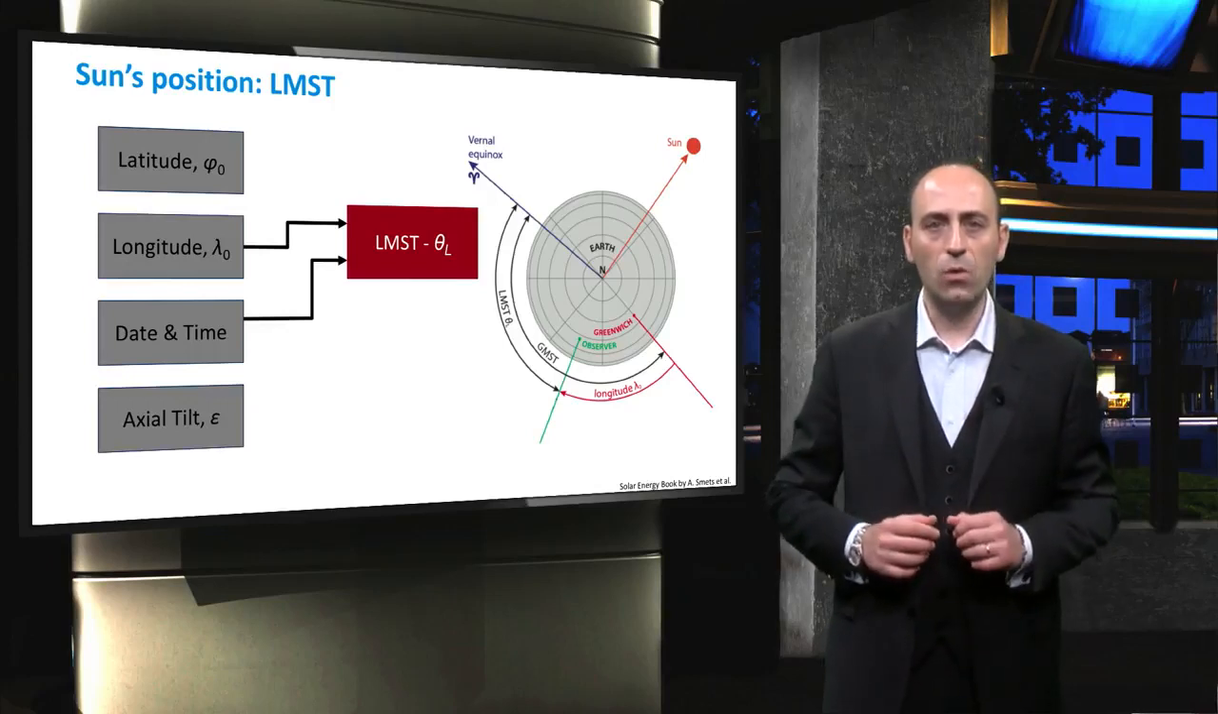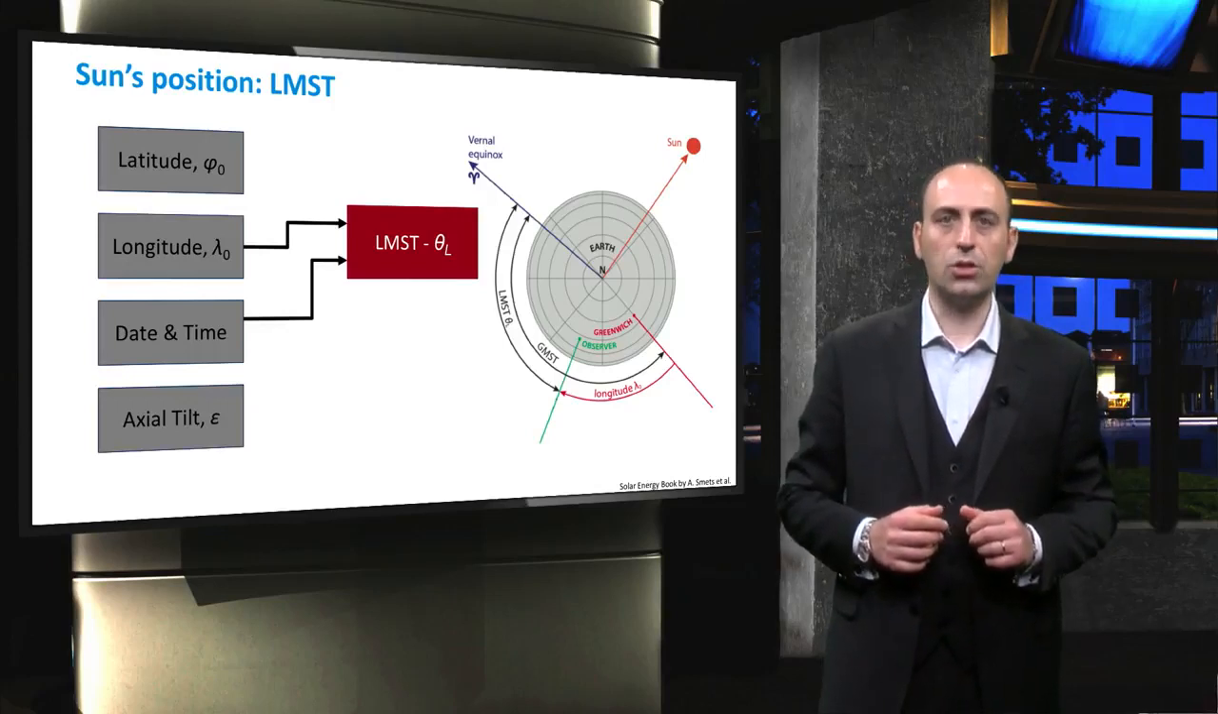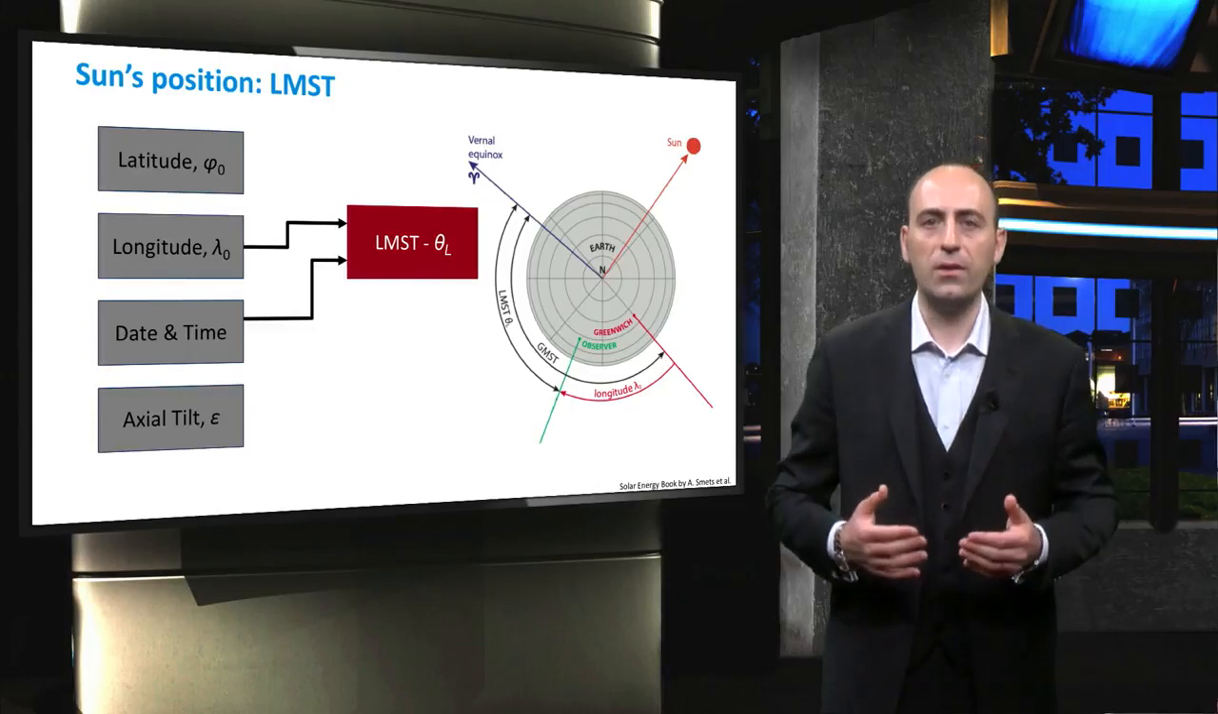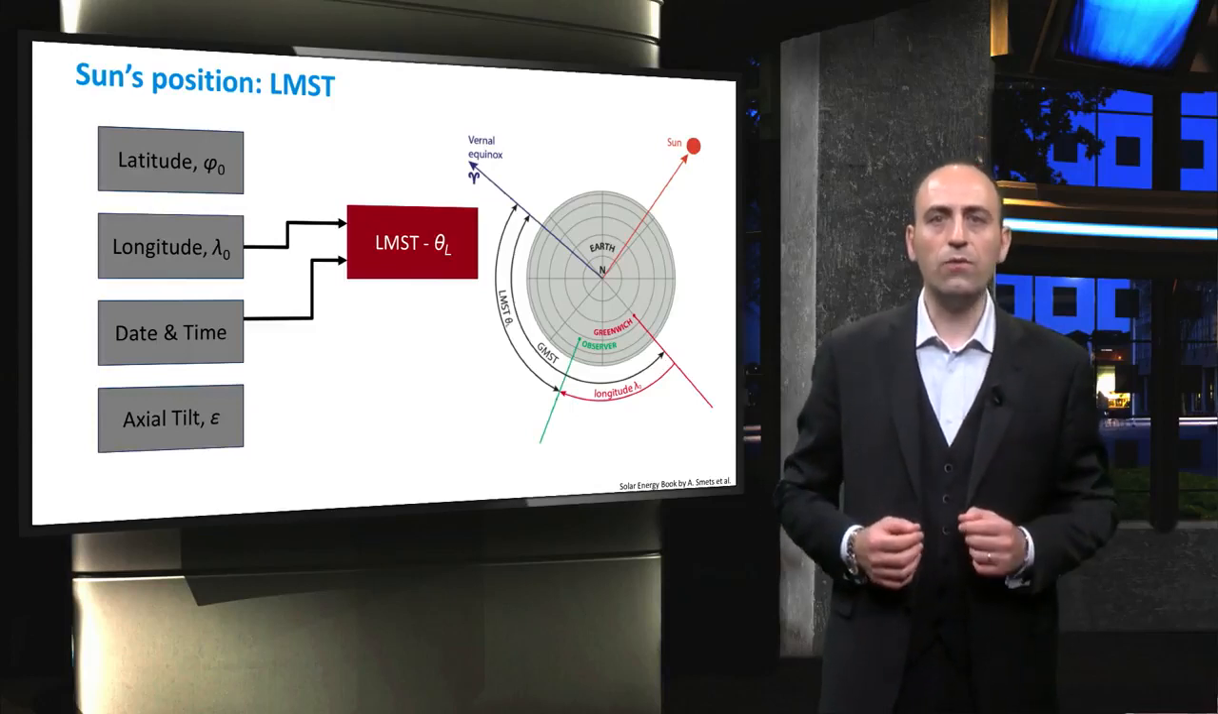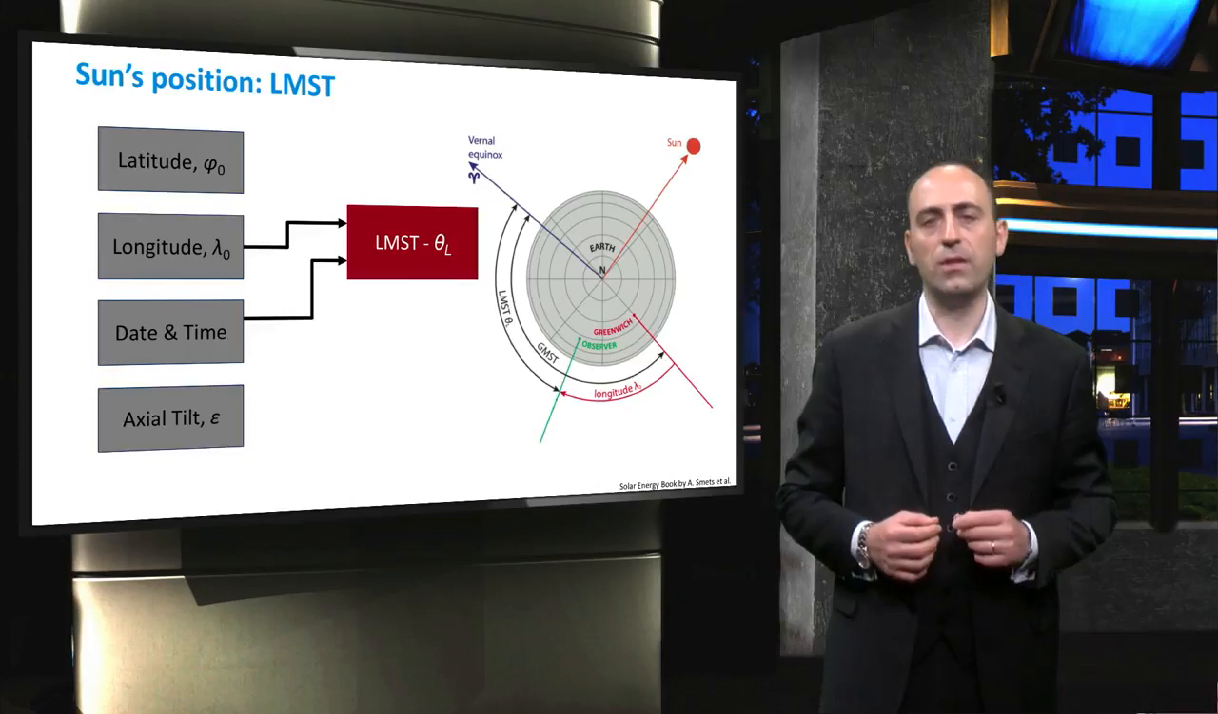In the same picture, also the longitude of the location is shown in red, since, together with the date and the time, it is one of the inputs to calculate the local mean sidereal time.